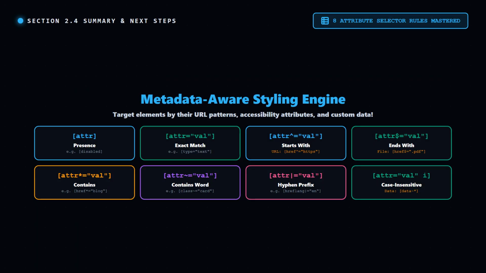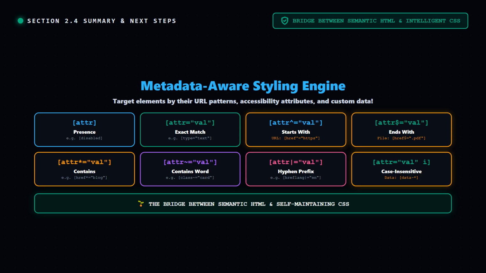Attribute selectors transform your CSS into a metadata-aware engine. You can target elements not just by what they are, but by what they carry: their URL patterns, their accessibility attributes, their custom data. This is the bridge between semantic HTML and intelligent, self-maintaining style sheets.